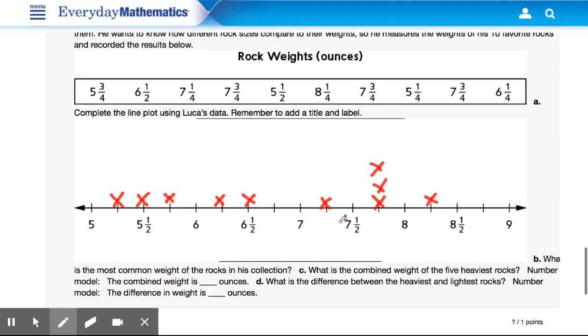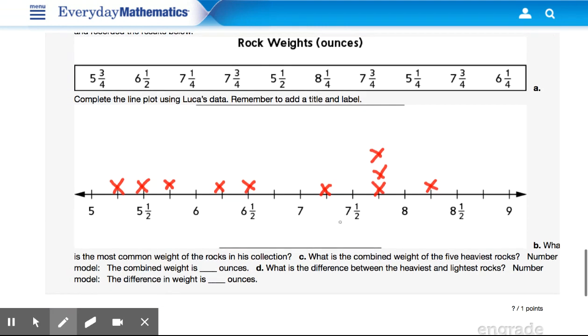Okay. What is the most common weight of the rocks in his collection? Well, I have 7 and 3/4. That weight came up 3 times, so that would be the most common weight.